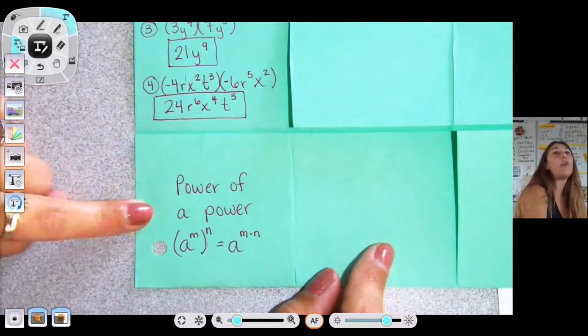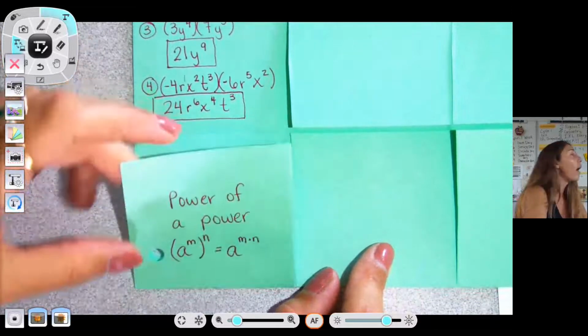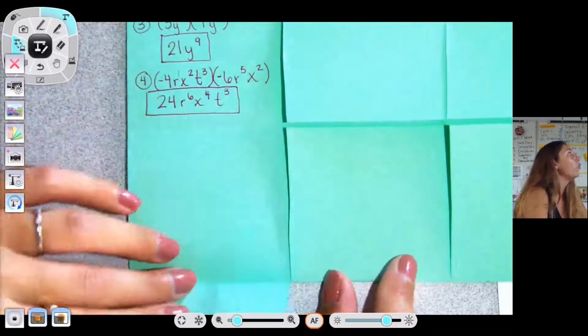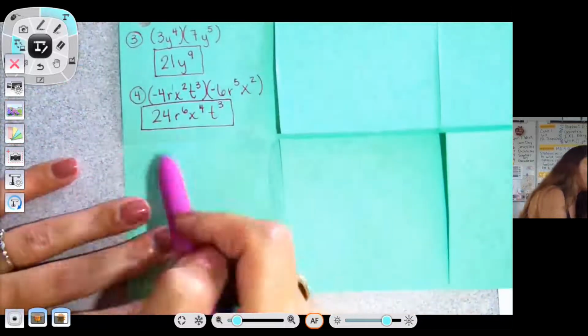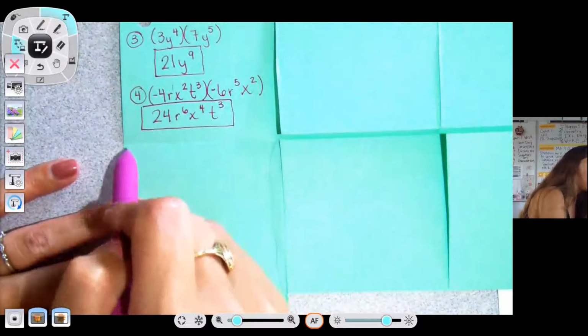Okay, power of a power. This is where you multiply. So I want you to open up this flap. If you would like to draw a line separating them so you don't get confused with the questions, that's what I do. I put mine down.